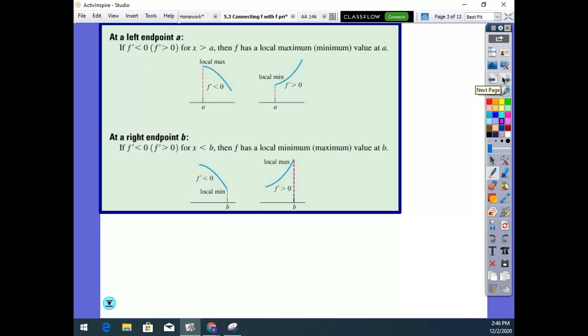These last two are just specifically at endpoints. There's a local max at an endpoint if there's a zero slope and on the right it falls to negative. This is only for left endpoints. It's a local min if to the right of the endpoint it's positive or increasing. This is specifically at a right endpoint. It's a min if before the right endpoint it's negative, and it's a max if it's positive on the left side.